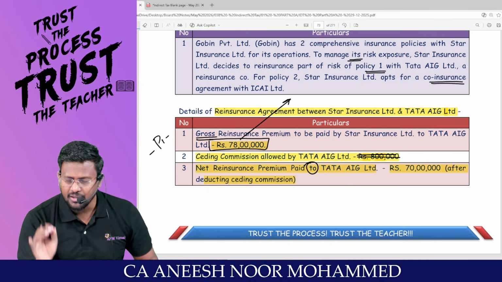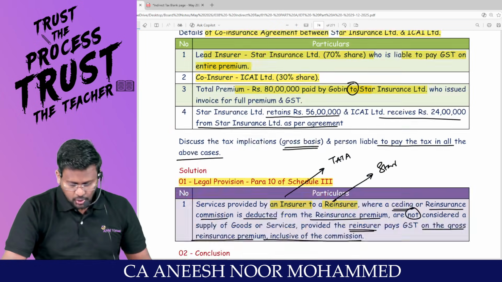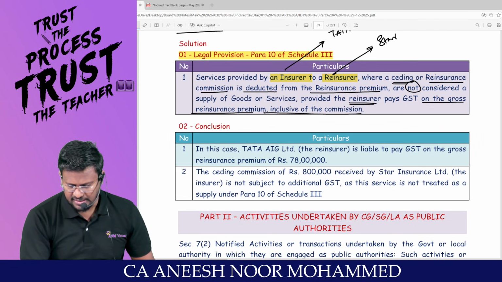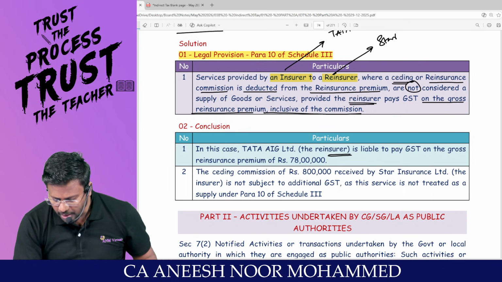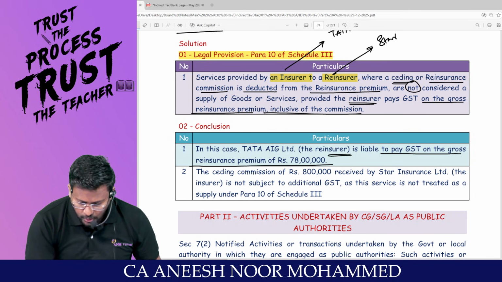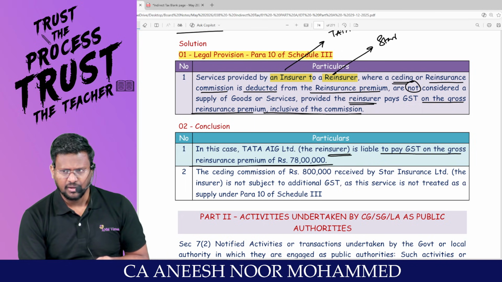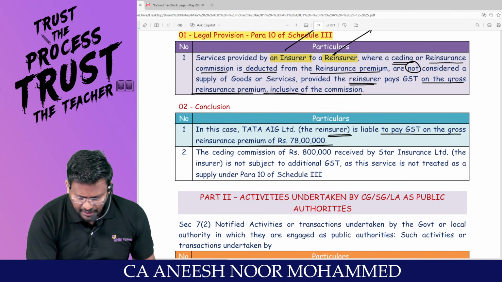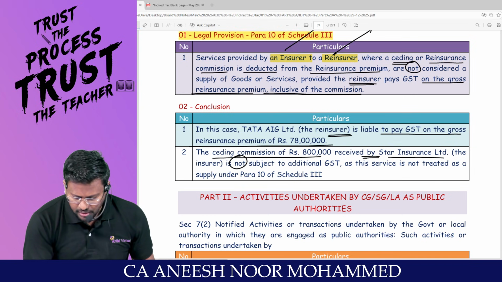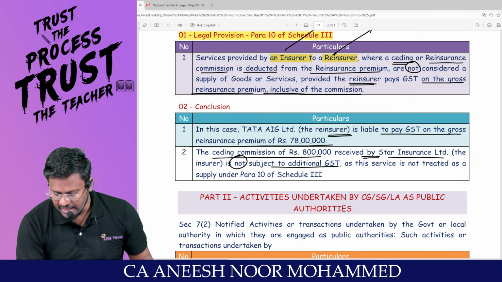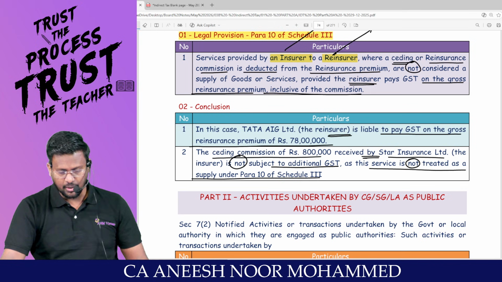It will not be treated as supply of goods nor be treated as supply of services. Are you all really with me? So look here. In this case, Tata AIG, the reinsurer, is liable to pay GST on the insurance premium, the gross insurance premium of how many lakhs? 78 lakhs. Are you all really with me? Yes, sir. The ceding commission of 8 lakh received by Star Insurance Limited is not subject to additional GST as the service is not treated as supply under para 10 of Schedule 3. Are you all really with me?